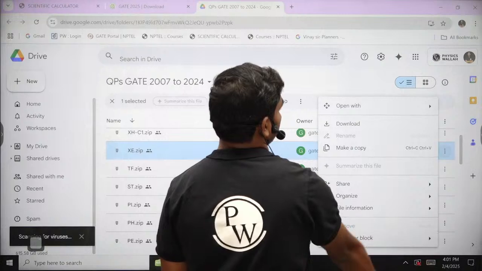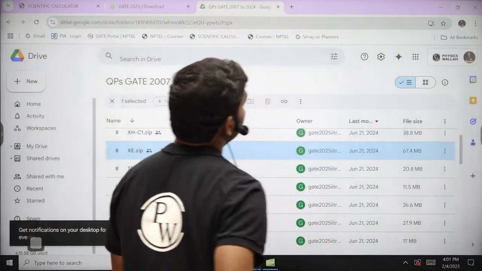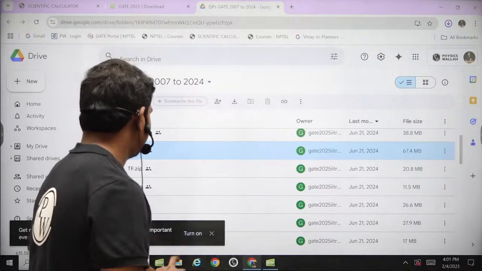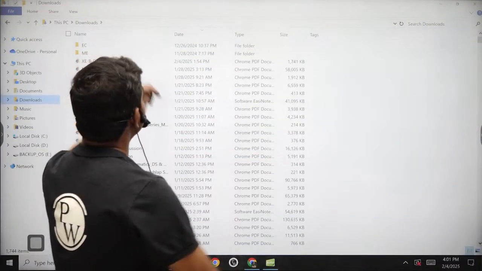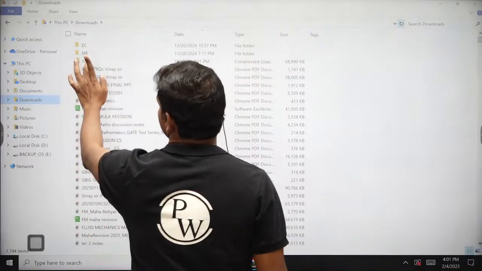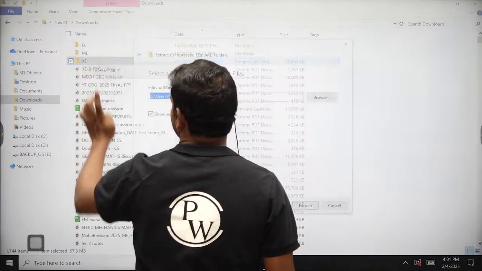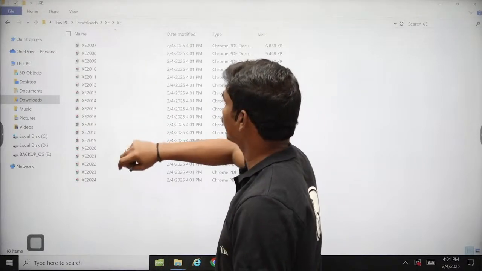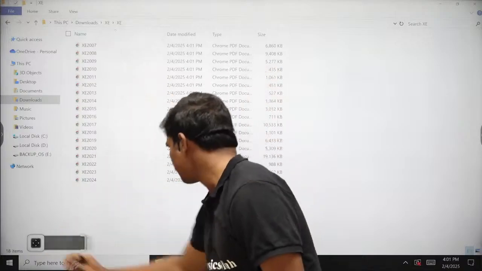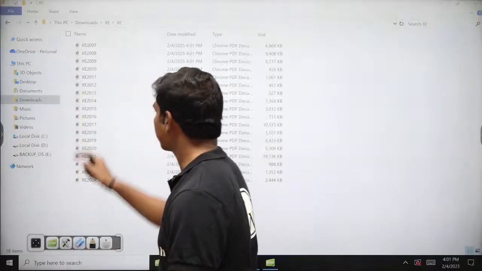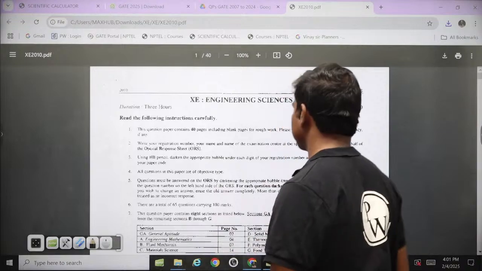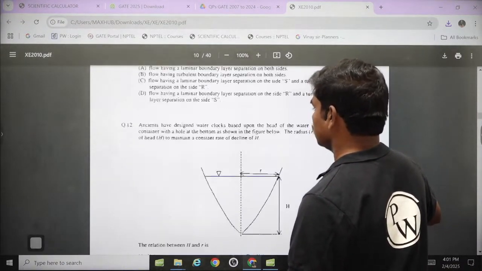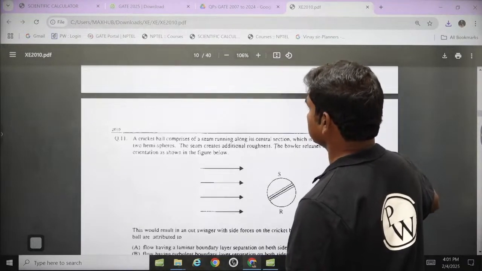Just a second, guys. Something happened. Downloads. Yeah, downloading. Done. So then, what is the 2010 paper for this? Okay. Nothing is visible in this, but it's okay. Fluid mechanics has started here.